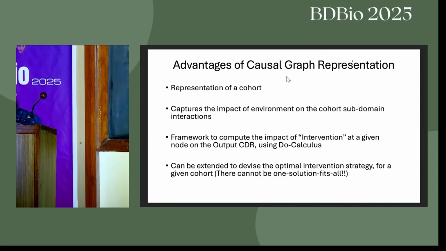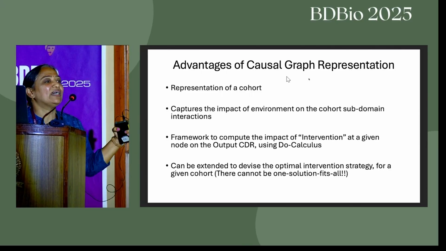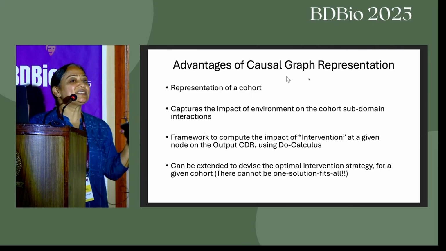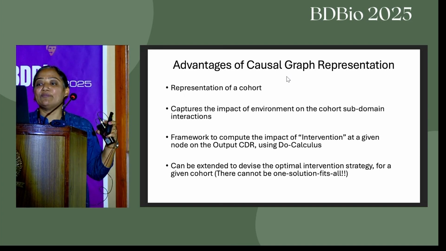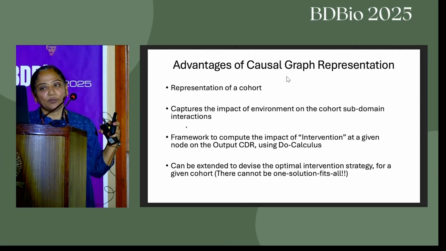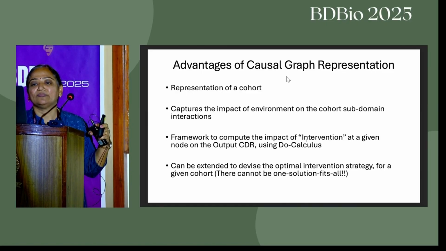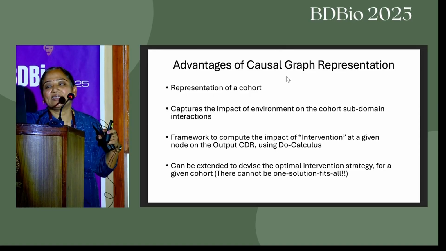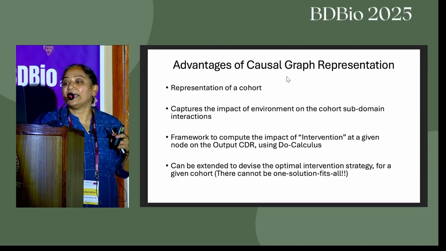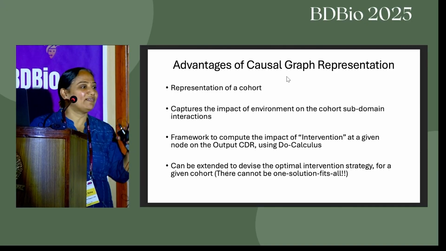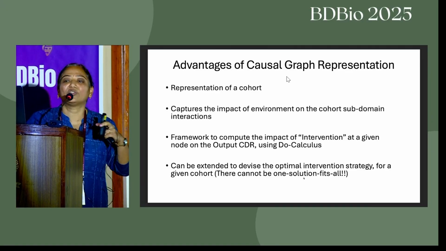So the advantage of this kind of a representation, you're now representing a cohort, right? You're representing 13,000 people with one graph. So you can start looking at how similar two cohorts are, how different they are. So it captures the impact of environment on the cohort subdomain interactions. It gives you a framework to compute the impact of intervention using do calculus, and it can be extended to devise what is an optimal strategy, what is the best node to intervene on. And it also shows you that what you devise for one cohort cannot be blindly used for another, because there is no one solution fits all.